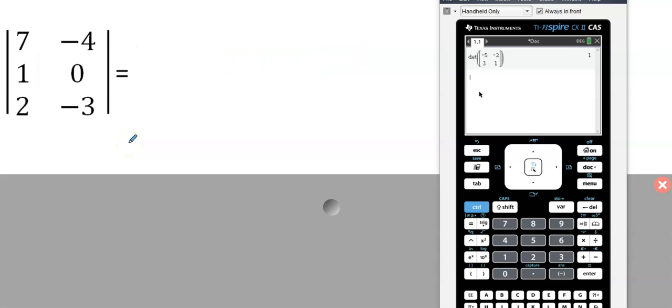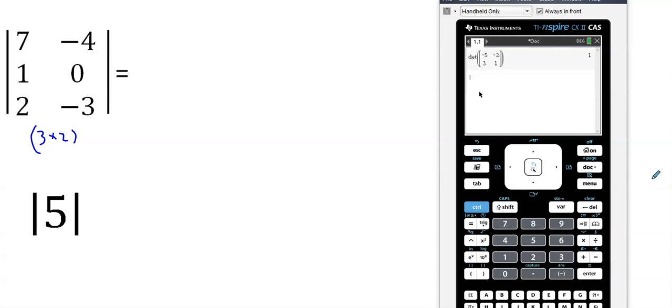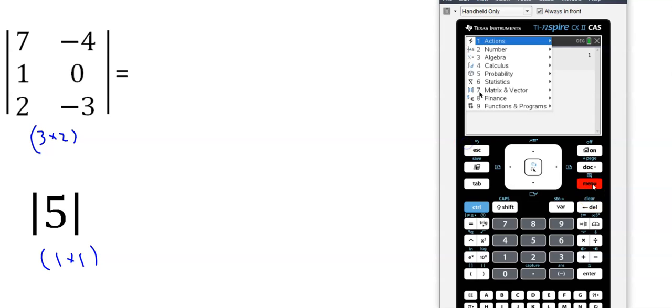Determinant of this one. Oof. So this would be a 3 by 2 matrix. So you can only find the determinant of square matrices. So that's kind of a thing. Wow, this is weird. I guess technically this is a 1 by 1 matrix. So I think the calculator could find the determinant of this. I don't know if I've done this before.